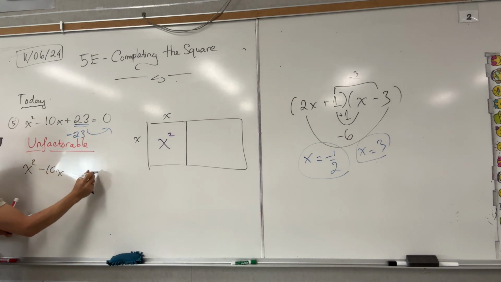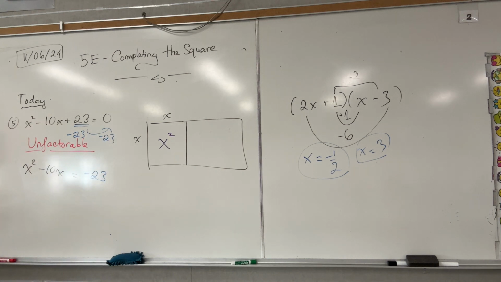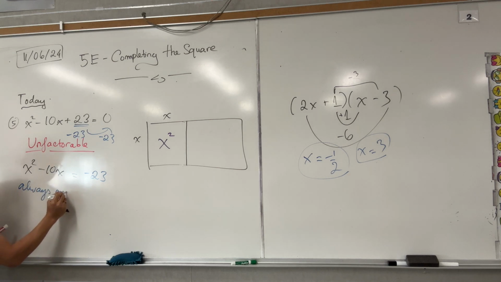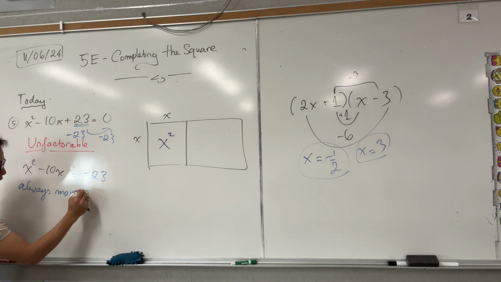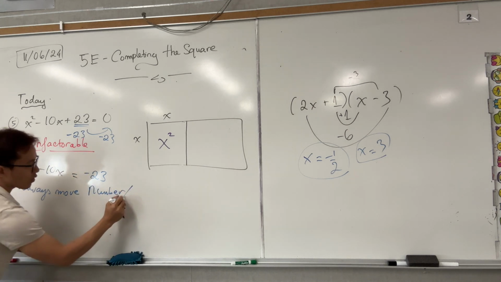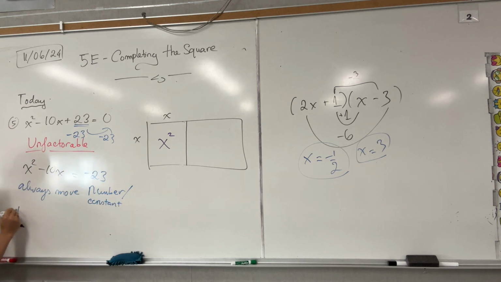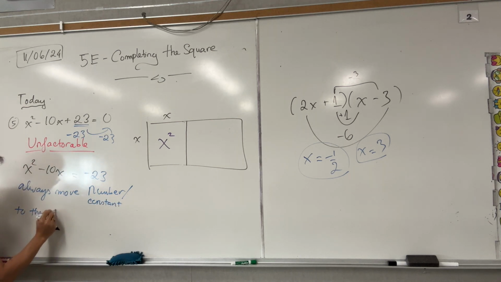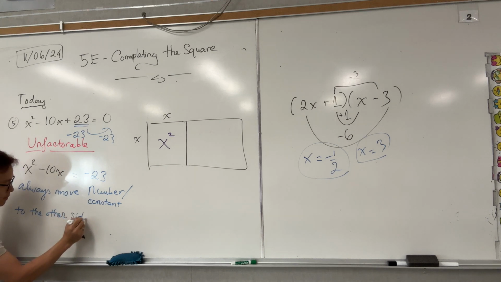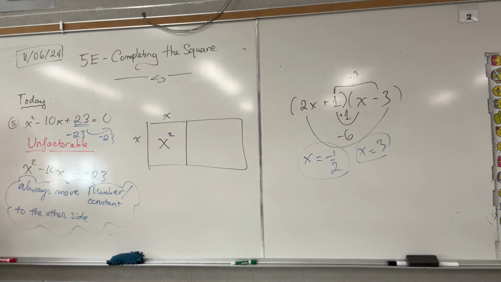Negative 23. That's actually the first step you need to do. Always move the number, the constant, to the other side.